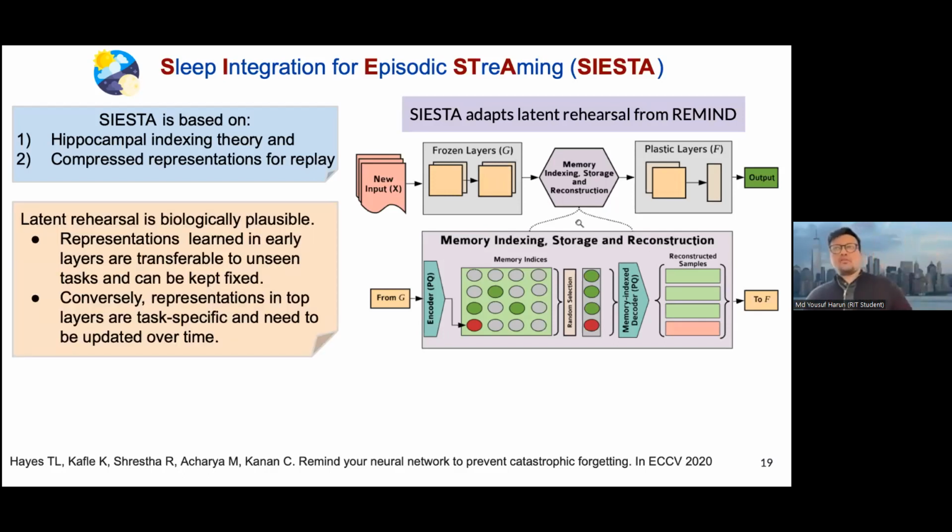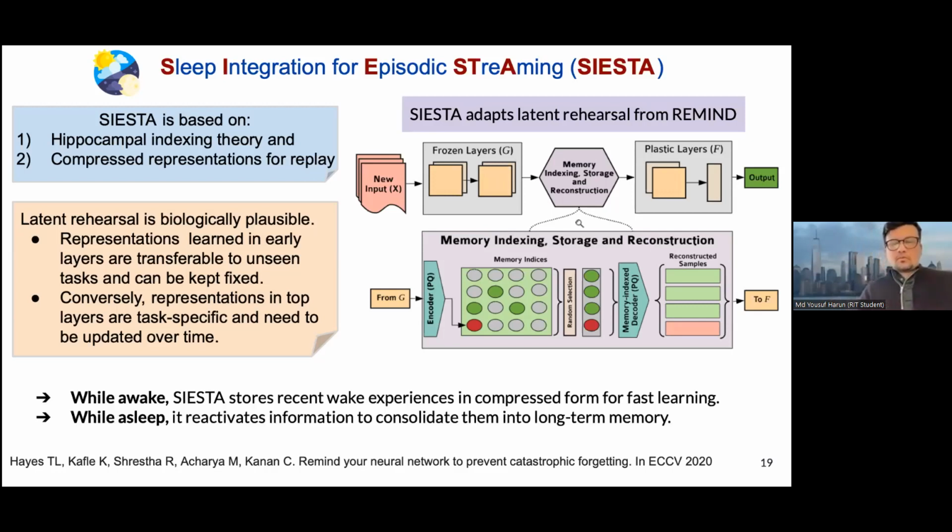So what are the benefits of doing this kind of latent rehearsal? As we know from previous work, the earlier layers of the network are very universal and can be transferable to unseen tasks. Conversely, the top part of the network is very task specific and needs to be updated during training.